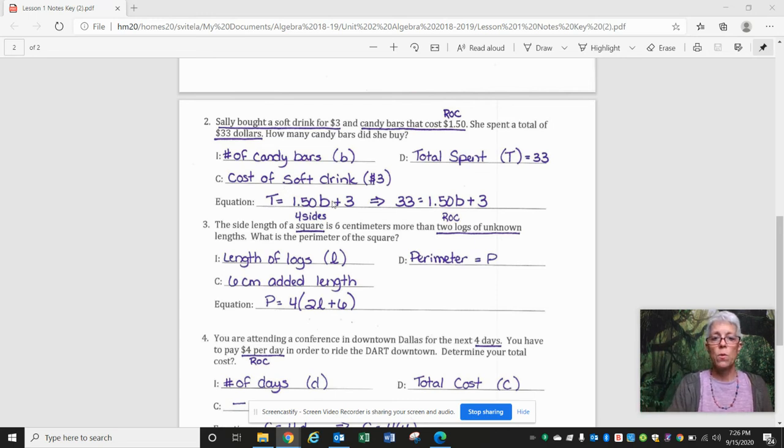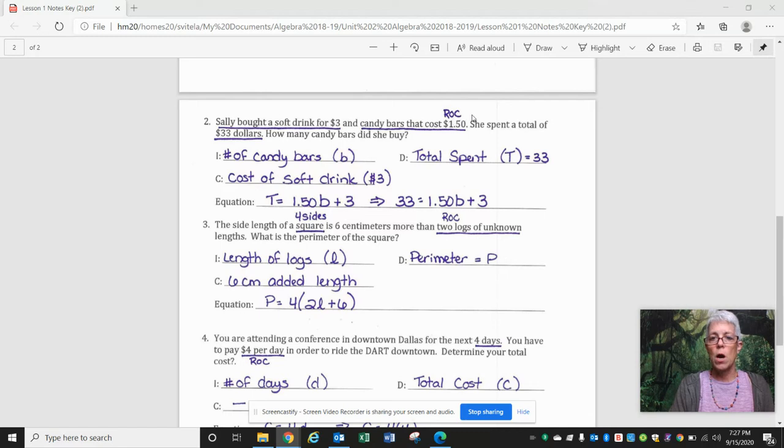So if I create an equation, there is the T for dependent, which eventually we say is $33. There is the cost of the candy bar, and this would normally be an X. We're looking at it as a B, but that's going to be the number of candy bars that she buys. We don't know what it's going to be. And there is the soft drink. That's the constant. It doesn't change. And so I've created an equation, and then here I am substituting.